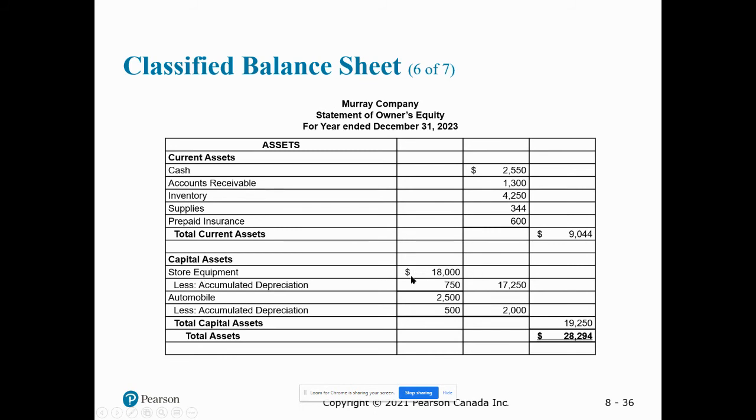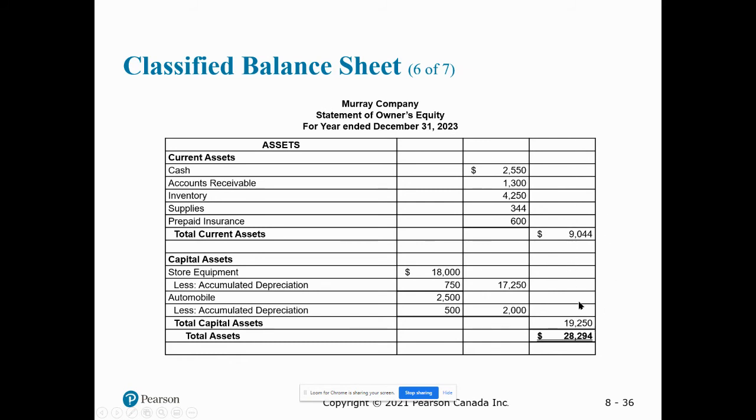Here's my long-term assets. Now, the long-term assets have some other sort of subtotals here, some sub-accounts. So I have my store equipment for my capital, my property, plant, and equipment. I call it a long-term asset. It's the same term, basically. I take off my accumulated depreciation. That gives me this number, which is my net book value. My automobile less the accumulated depreciation for my auto gives me the net book value. So my total capital assets, or my total property, plant, and equipment, ends up being $19,250.